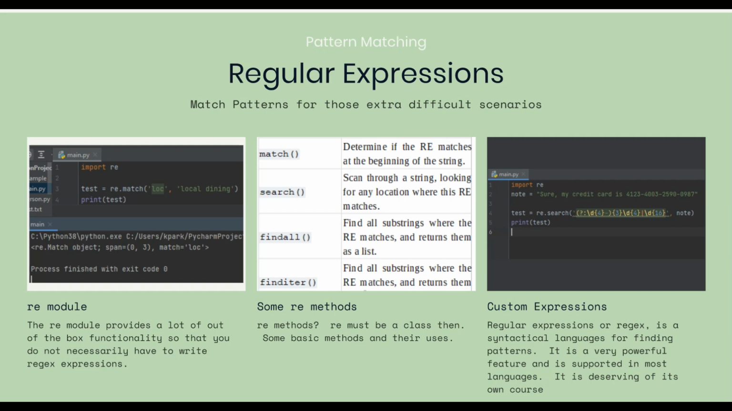All right. So in the example screenshot, we can see, sure, my credit card is blah, blah, blah. And then we can see that when we run this example, it'll find that credit card number in the note. And we'll see what that prints out in the lab. All right, let's move on to the next thing.